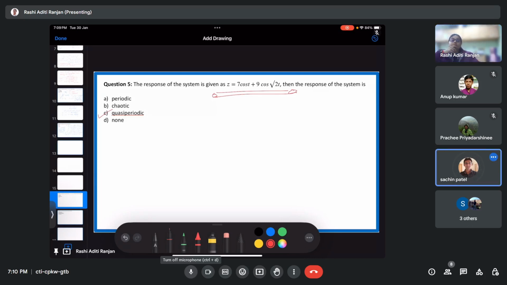Frequency ratio. Yes, right. If omega 2 by omega 1 is root 2, and root 2 is an irrational number, then if the ratio of frequency is an irrational number, the response is quasi-periodic.